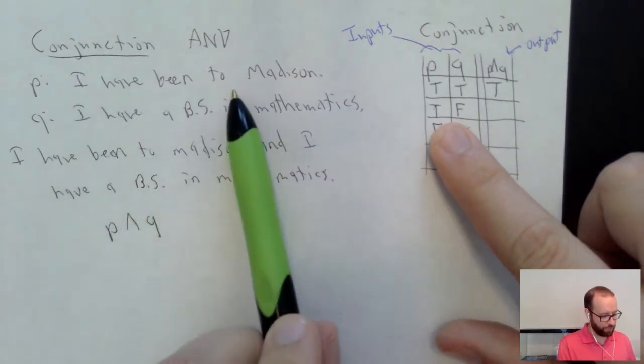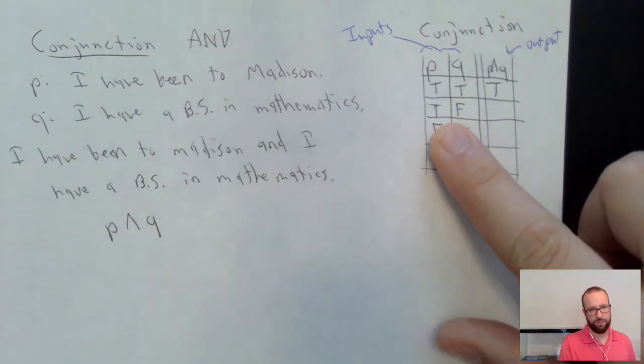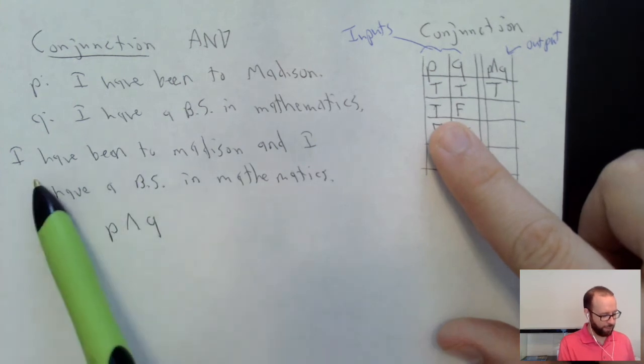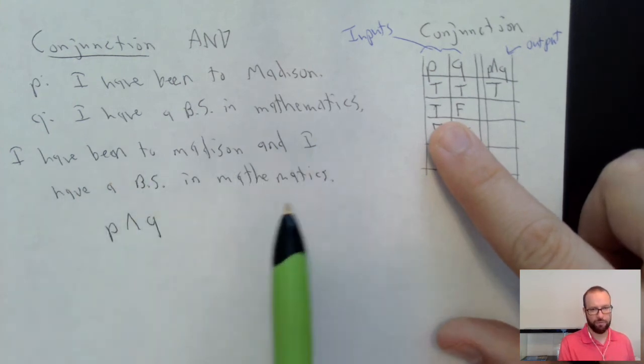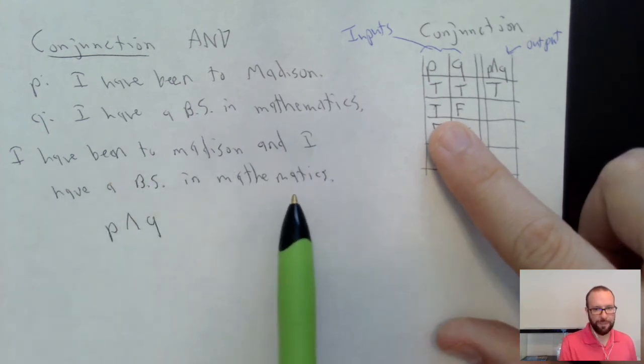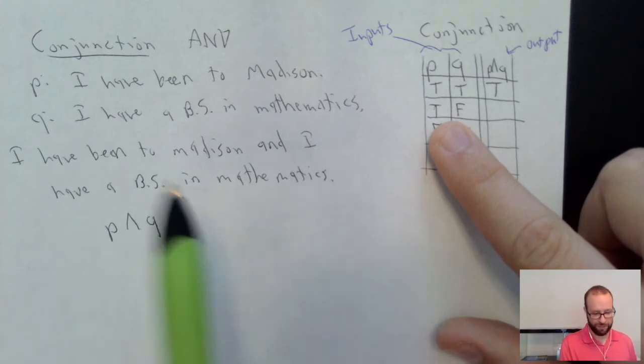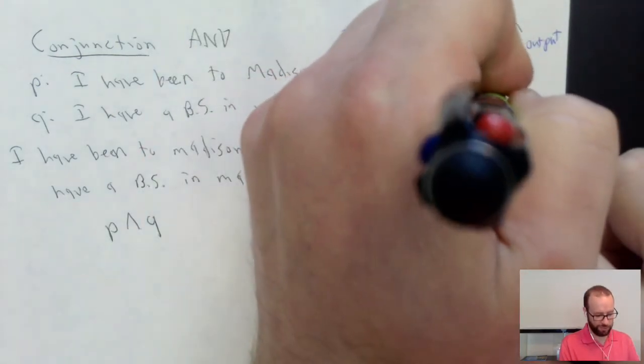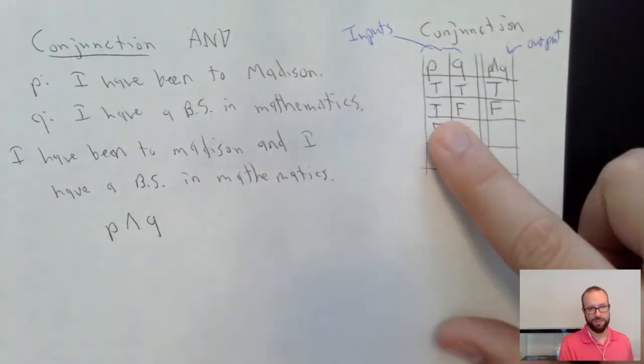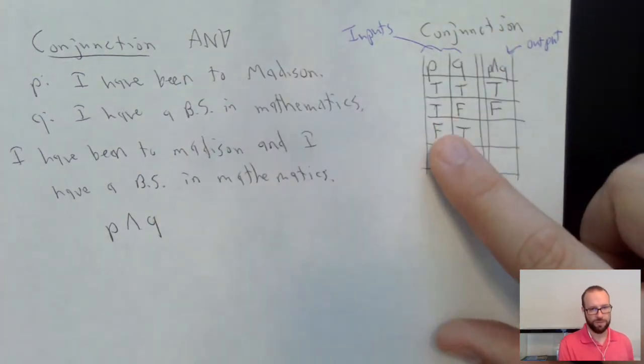Look at this next row. Suppose it's true that I've been to Madison, but false I have a BS in mathematics. If I write on my resume, I've been to Madison and I have a BS in mathematics, I'm not telling the truth. In fact, I'll probably get caught because they're probably going to ask me, so where'd you get your BS from? Can we see the transcripts, etc. So true and false is false.